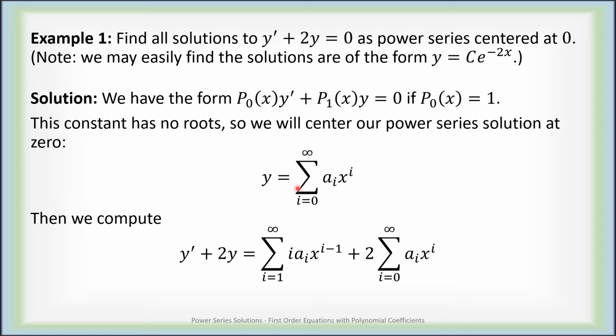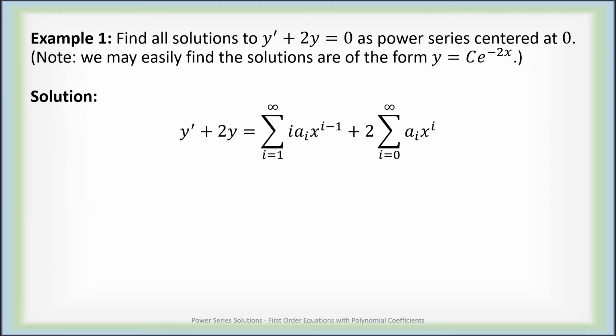So if this is our power series for y, if I take the derivative, the derivative of x to the i is i times x to the i minus 1, but x to the 0 being a constant has a derivative of 0 and simply gets removed from the power series. So the derivative y prime, the power series begins at index 1. And here for 2y, we just have 2 times the original power series. So here's our power series y prime plus 2y, but notice they have different indices.